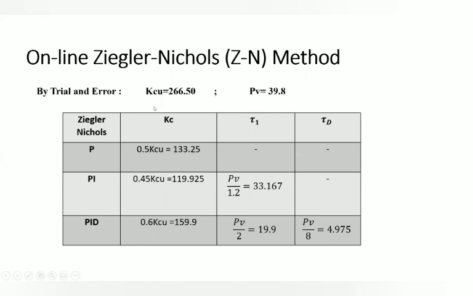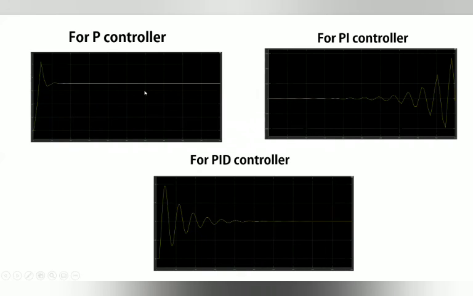Moving on to the online Ziegler-Nichols method for loop 2. By using trial and error, we have obtained the KCU equals 266.50 and the PU equals 39.8. And after substituting the KCU and PU values into this equation in the table, we obtain this table of values. And after substituting the values into the controllers in the Simulink and running it, we will obtain the responses for the P controller, PI controller, and PID controller.